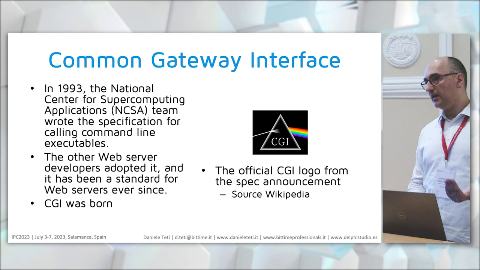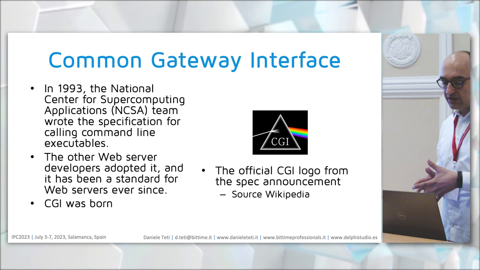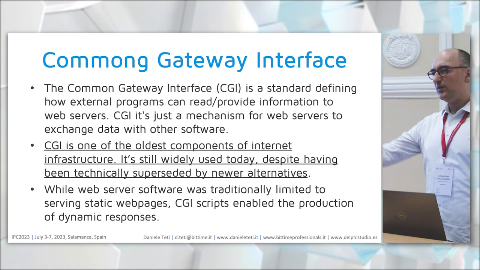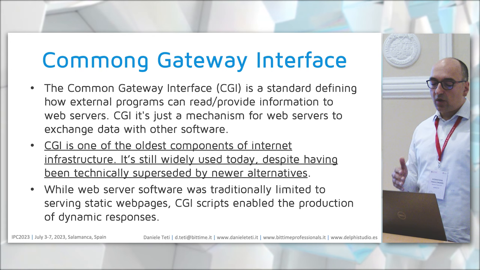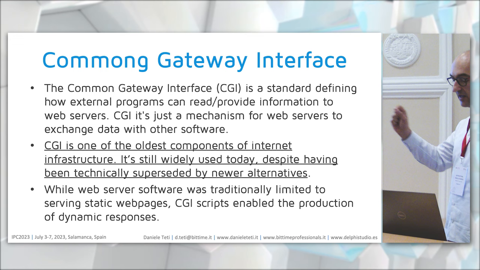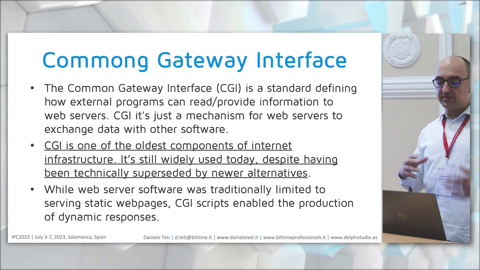In 1993, the National Center for Supercomputing Applications, NCSA, brought the specification for just calling an executable from the command line with a specific interface and then getting the response back. CGI was born. CGI stands for Common Gateway Interface and is a standard defining how external programs can read and provide information to web servers. CGI is just a mechanism for a web server to exchange data with other software.